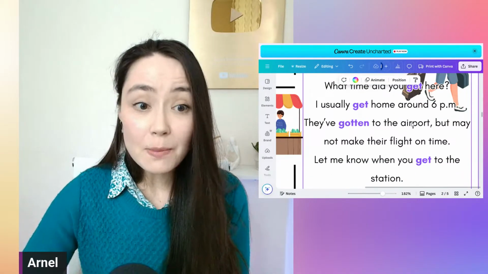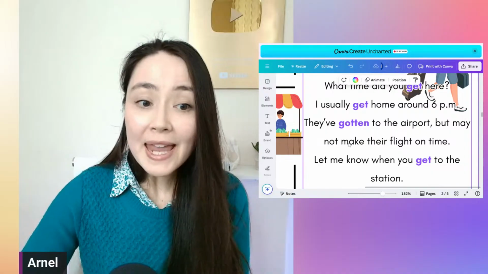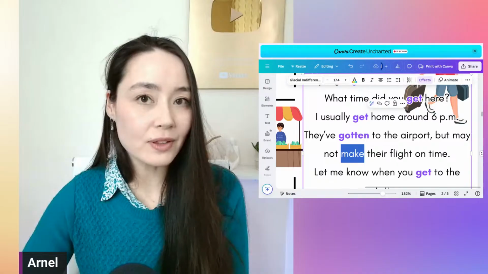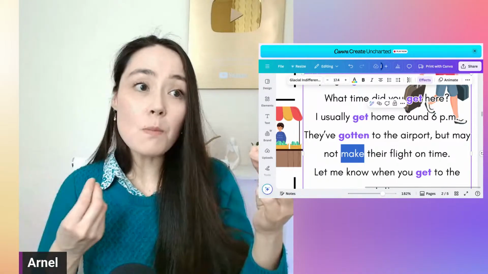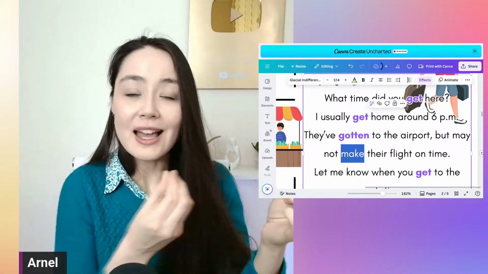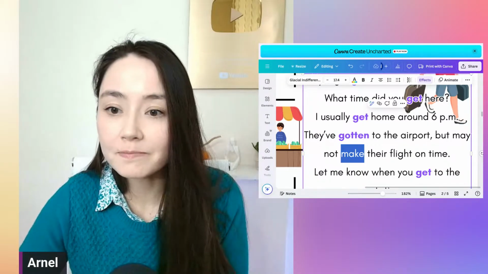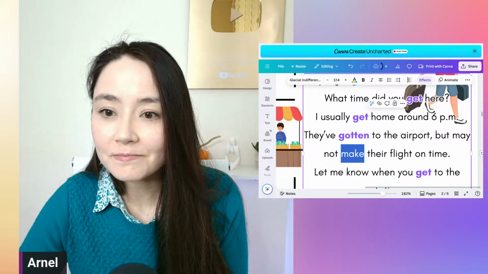They've gotten to the airport, but may not make their flight on time. When we say they may not make their flight, this means maybe they won't be able to catch their flight. They're too late. They won't be able to go on their flight. Yeah. Good.